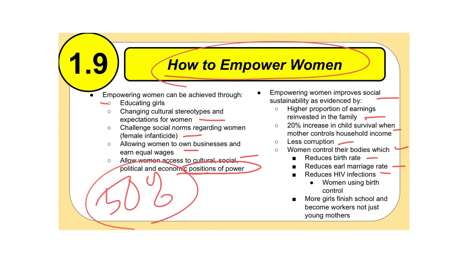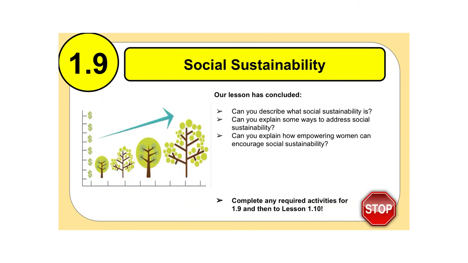It reduces HIV infections because women will have access to birth control. And then more girls will finish school and become workers and not just young mothers. So these young women will now be able to actually be contributors to society and help their community grow and improve. And that is our unit, our lesson, 1.9 on social sustainability.